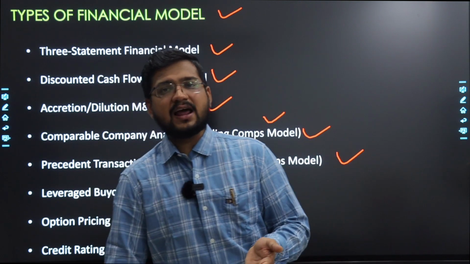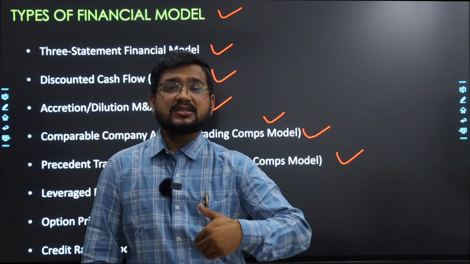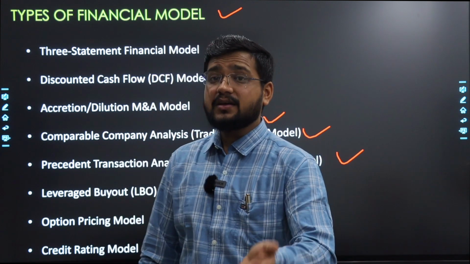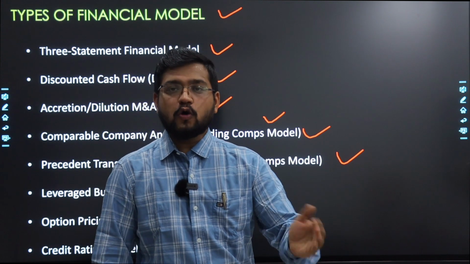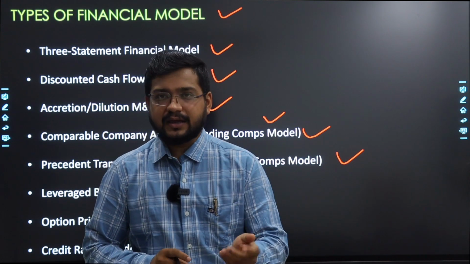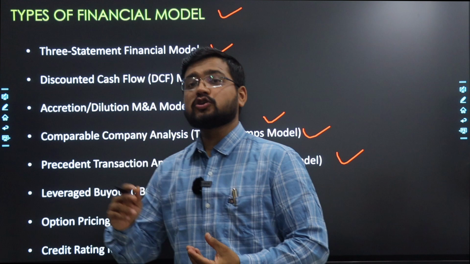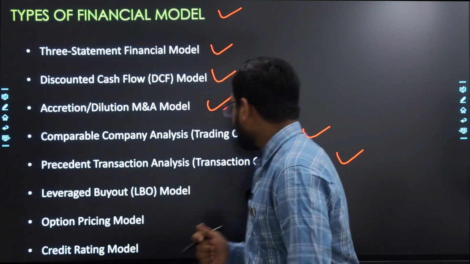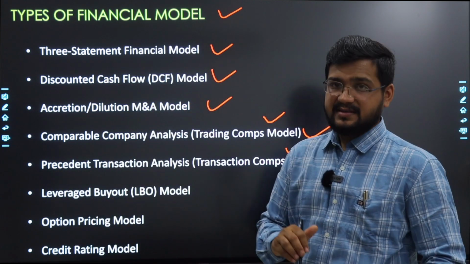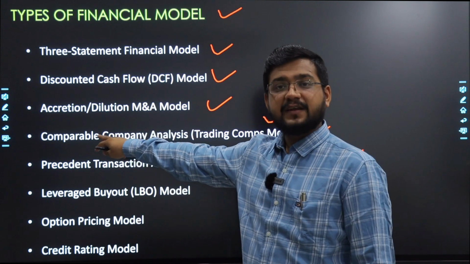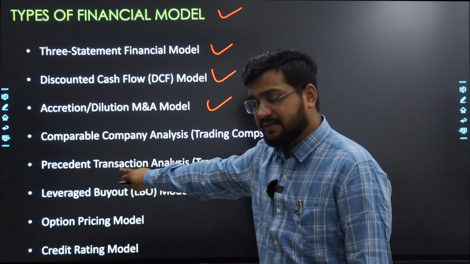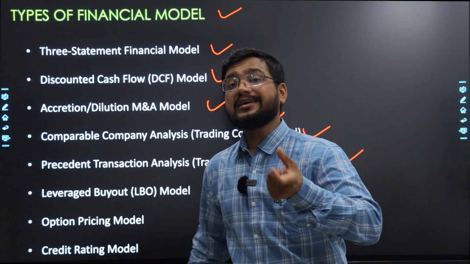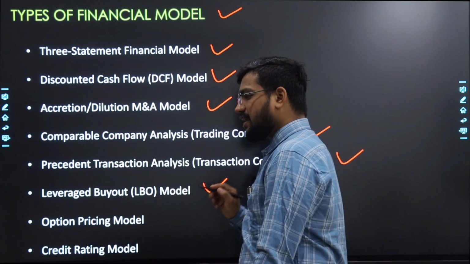Precedent transaction analysis. Let's say some company that is very similar to TCS, let's say Mindtree, was bought 2 years ago at say 3 times its earning. Now my earning is 10 rupees, so I should be bought at 30 rupees approximately. So this is precedent transaction analysis. In this, you are referencing the current market price, and in this, you are referencing the historical deal values. Then leveraged buyout transaction.